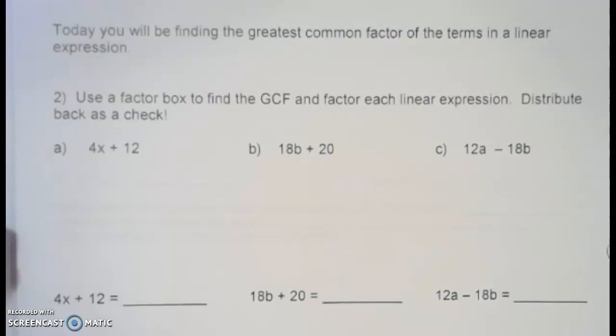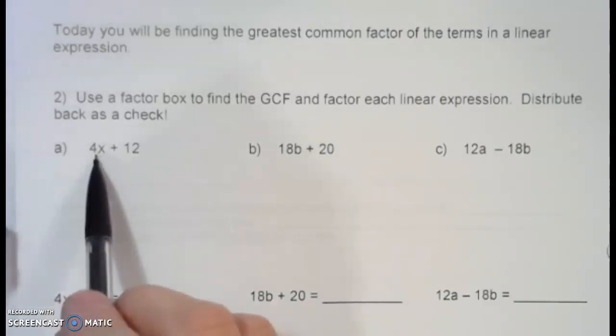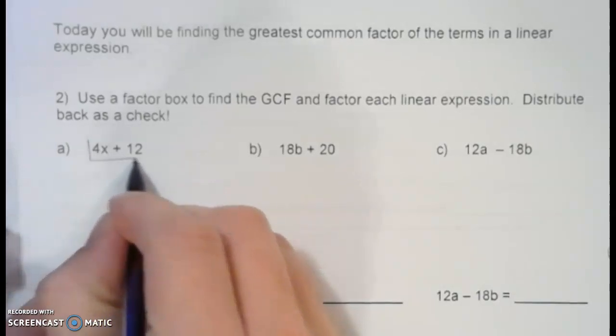So our big goal for today is to be able to find the greatest common factor of terms in a linear expression in order to help us factor. And so just like I did up above, I've got this expression 4x plus 12. I'm going to treat each term individually, and I'm going to put a factor box around the entire thing.